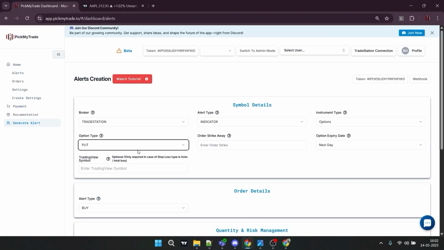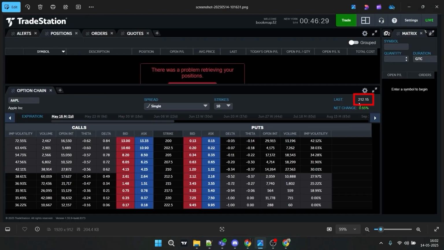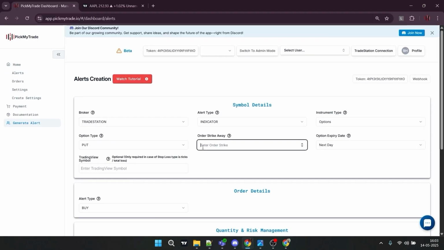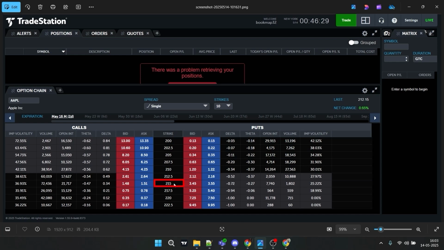Now we will move to put strike. So let's say my market price is 212.15, and the closest to this price is 212.5. Here the at the money put will be 212.5. So here is the opposite case of calls. If I enter strike value as -1, it will pick 215 as the in the money put. And if I enter strike value as -2, the in the money put strike will be 217.5.